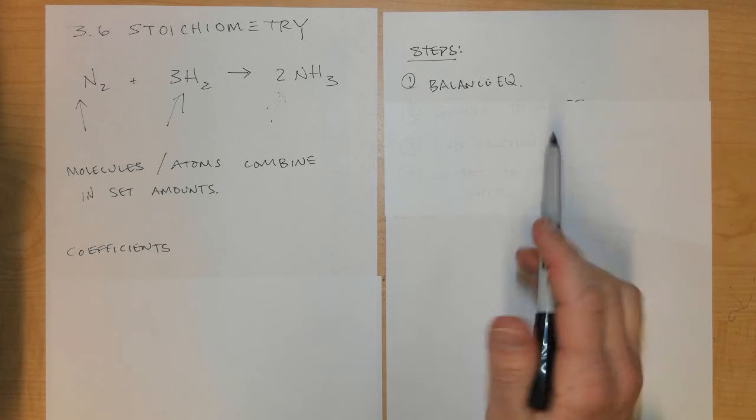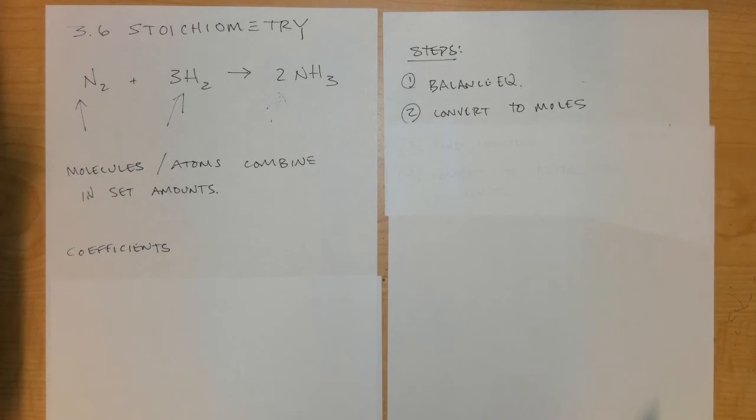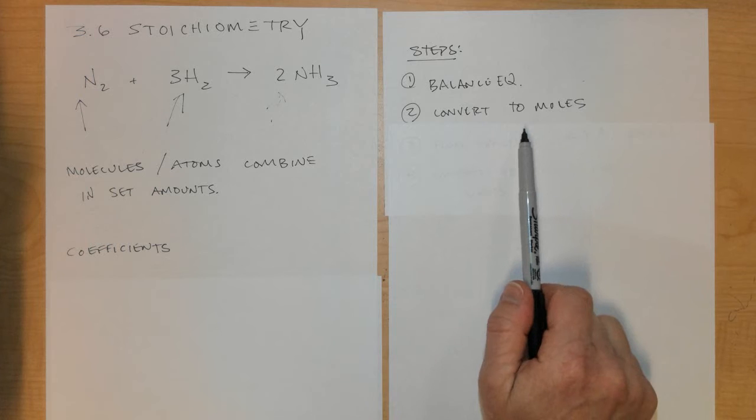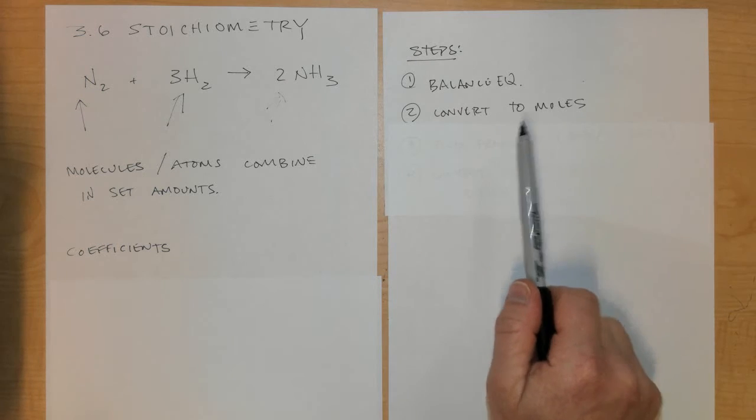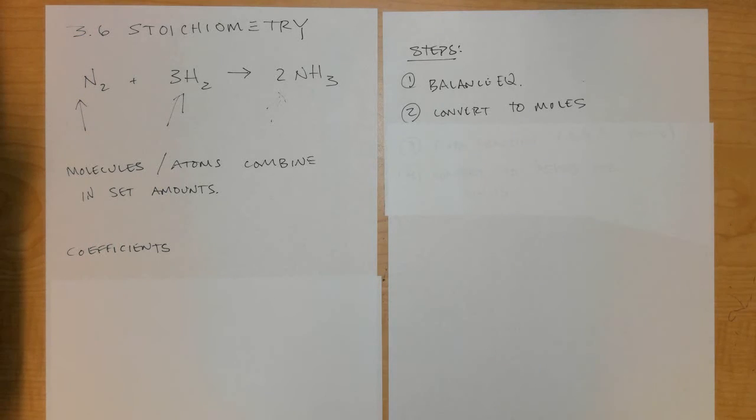Step number 1 is to write the balanced chemical equation. Step number 2 is to convert to moles. Depending on what you're given, sometimes you're given moles. Sometimes you're given the balanced equation too, then you don't have to do that step.